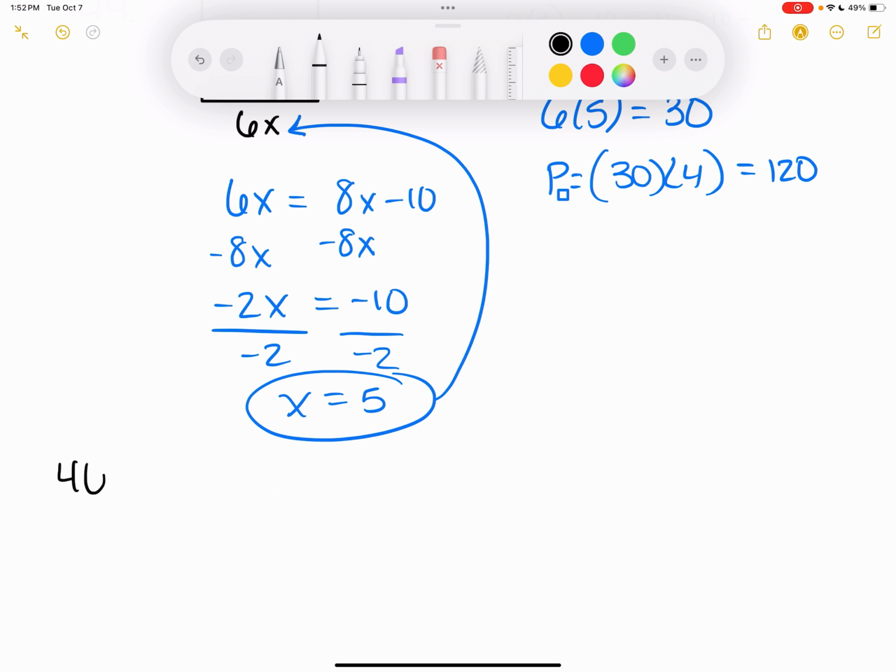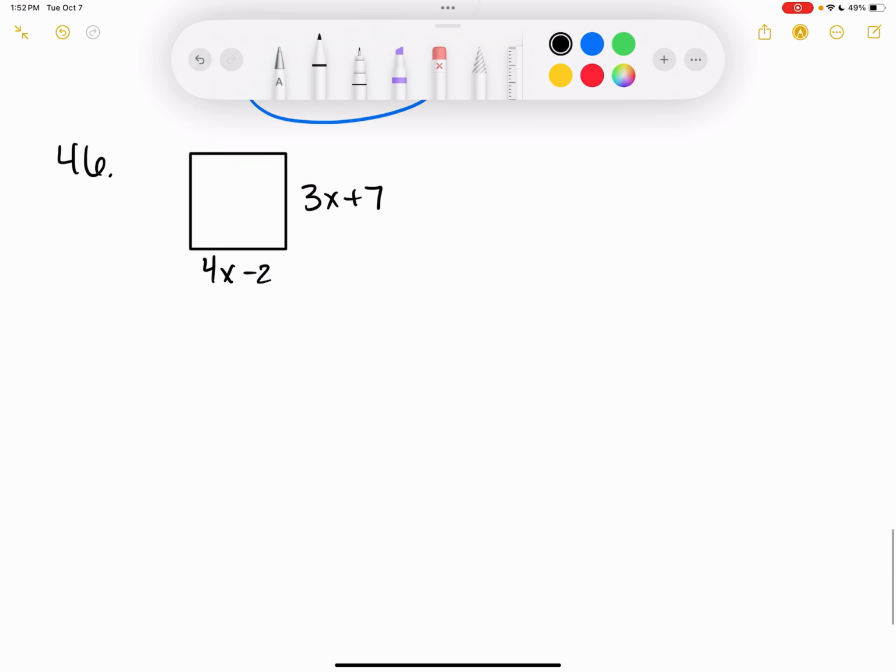Last one, 46. 4x minus 2 and 3x plus 7. I want you to try this one on your own paper.